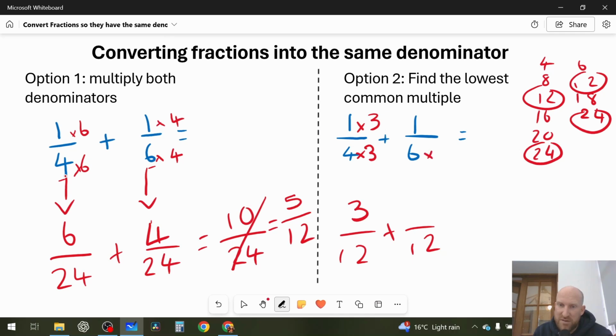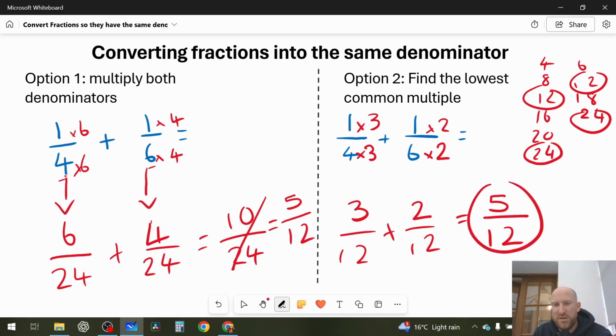How many times did I have to multiply 6 to get 12? I had to multiply it twice. So I need to multiply the numerator twice. 1 times 2 is 2. And if I add this up, 3 plus 2 makes 5. And the denominators we don't add. And there you go, I've got 5 12ths, which is the same answer as here, but I didn't have this step here. I missed this step out because I'd already calculated the lowest common multiple.